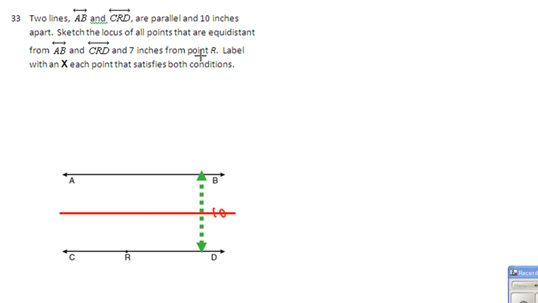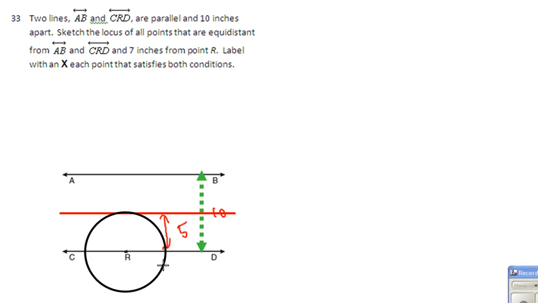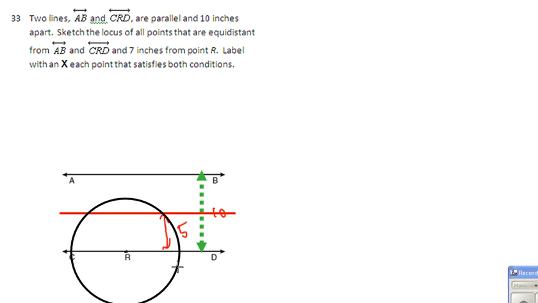And then 7 inches from R. So in fact, we realize that this must be about 5 inches away and 7 inches from point R. That means we'll end up having a circle. This would have been radius 5 because they're touching just now, but 7, therefore, it's going to be bigger than that. That makes 2 points to be our point that satisfies both conditions. Or I should mark it X, I guess.